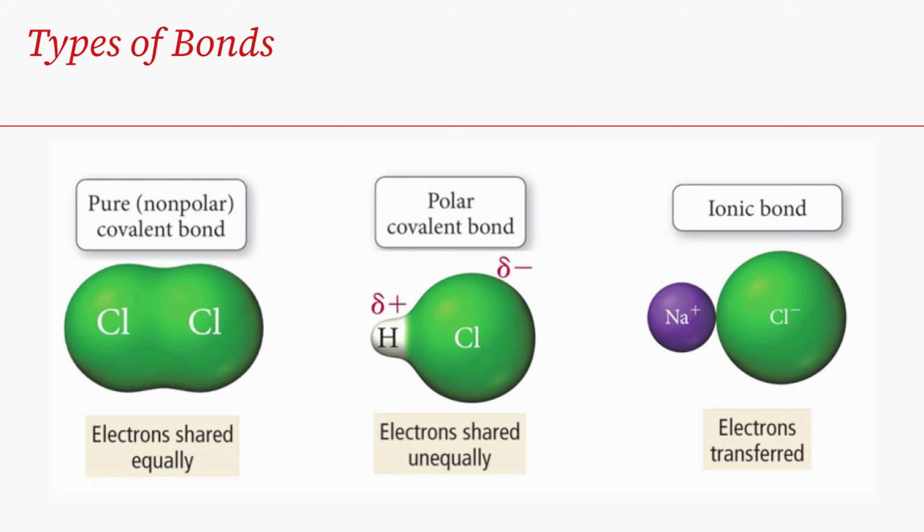So you can have a pure or non-polar covalent bond where the electrons are shared equally and there is no dipole moment, so there's no partial positive and no partial negative. Or you can have a polar covalent bond, where electrons are shared unequally, creating these dipole moments that we just talked about when the electronegativity is farther apart on the atoms you have. And then, of course, you can have an ionic bond where electrons are transferred.